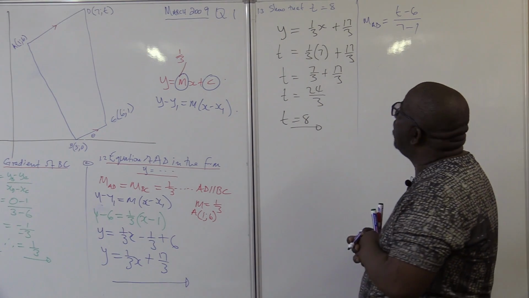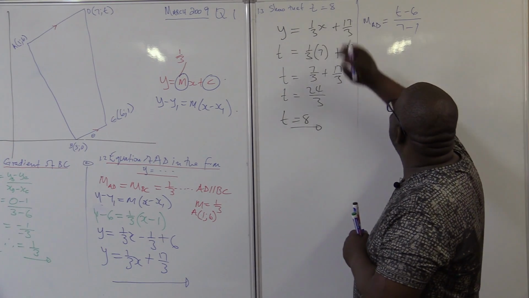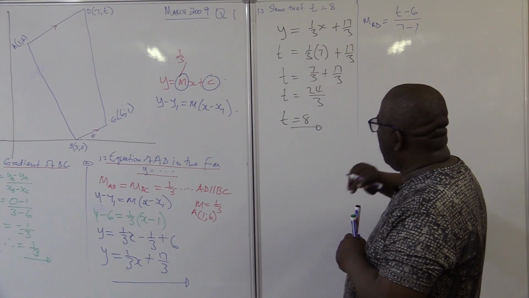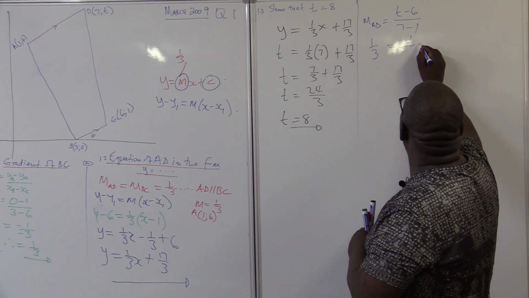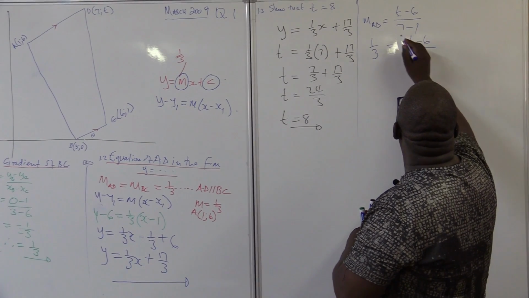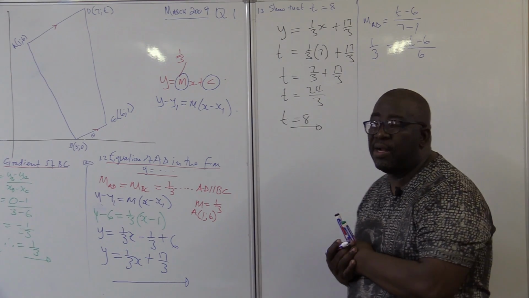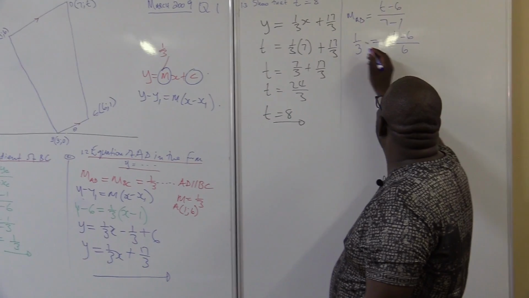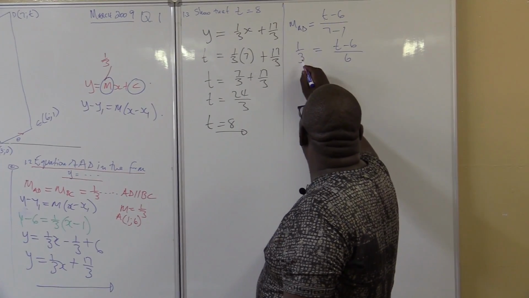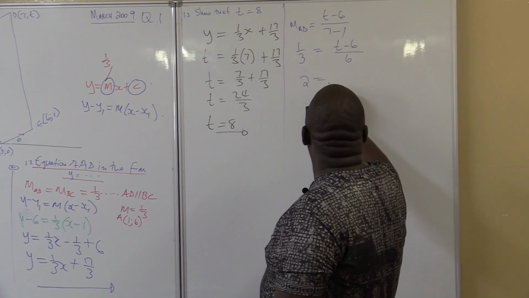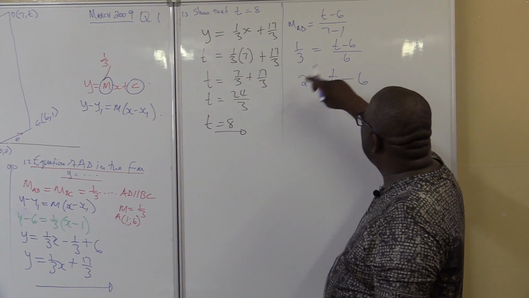This is the gradient of AD, but I know the gradient of AD. What is the gradient of AD? It is 1 over 3. It is 1 over 3 is equal to t minus 6 over 7 minus 1, which is 6. This is what we have. Let's cross multiply and see what we'll get. Take 6 this side. It will be 6 over 3, which is 2. 6 over 3, which is 2, is equal to t minus 6. If I take 6 this side, it will be positive.